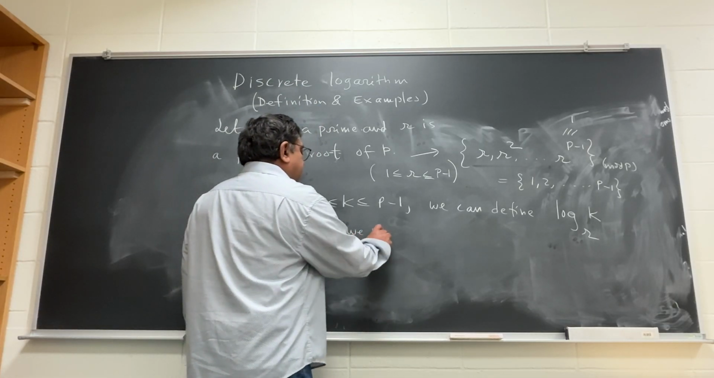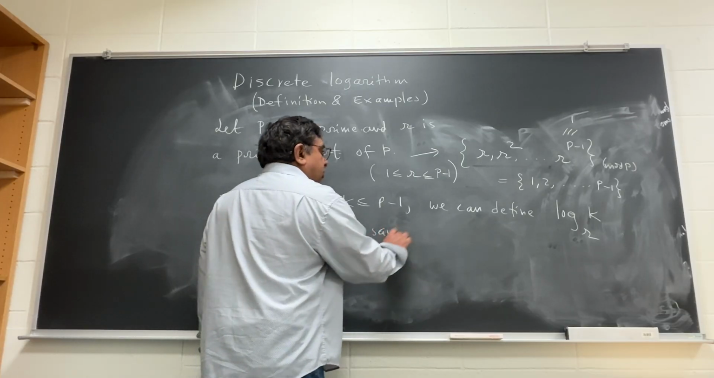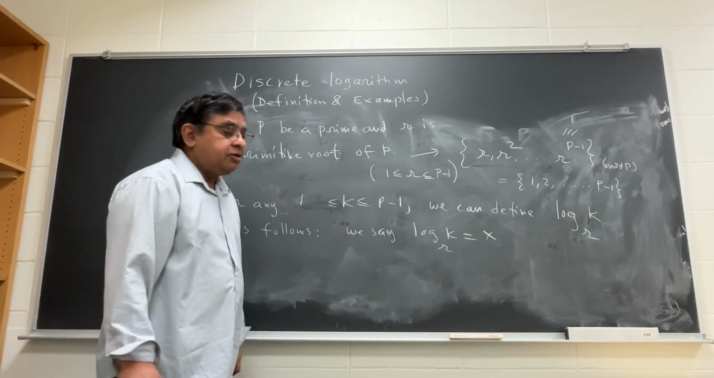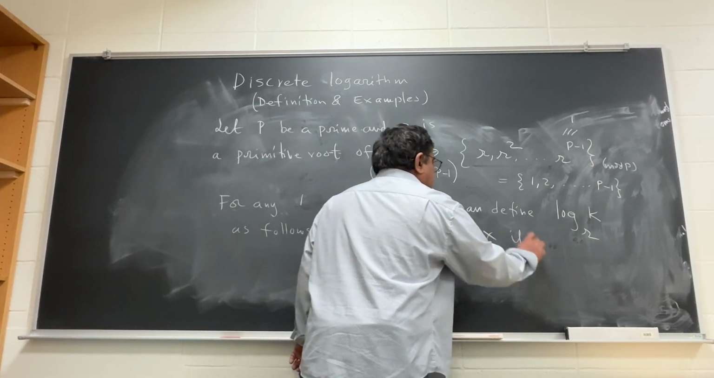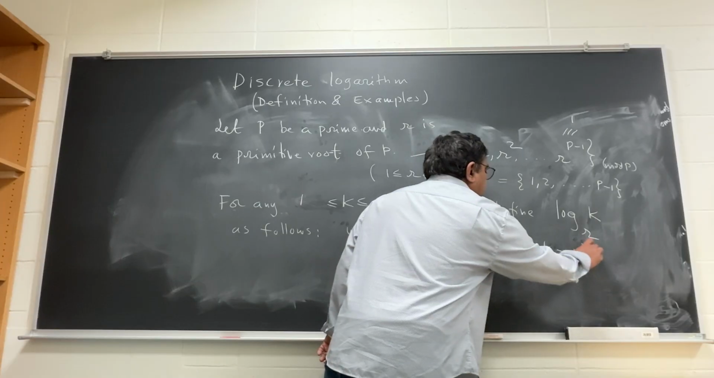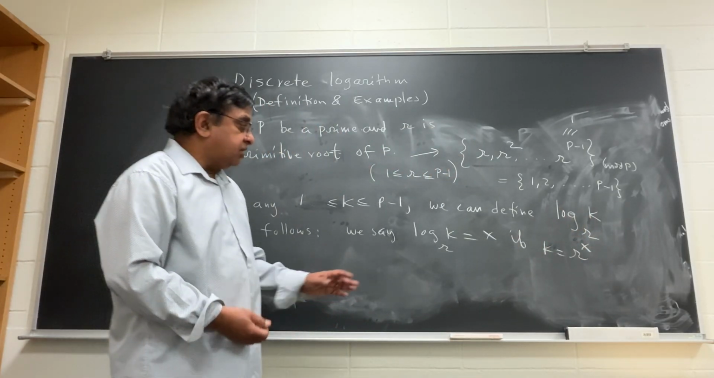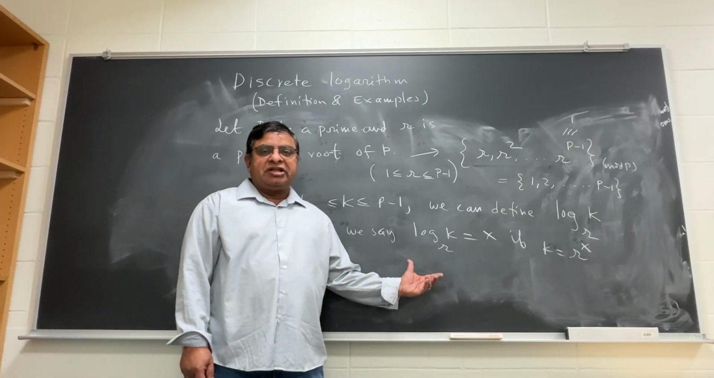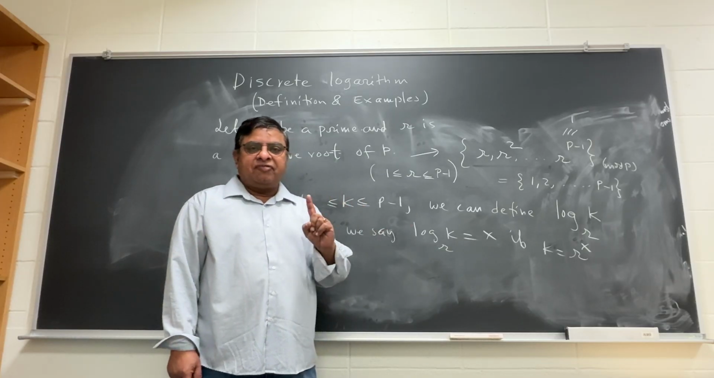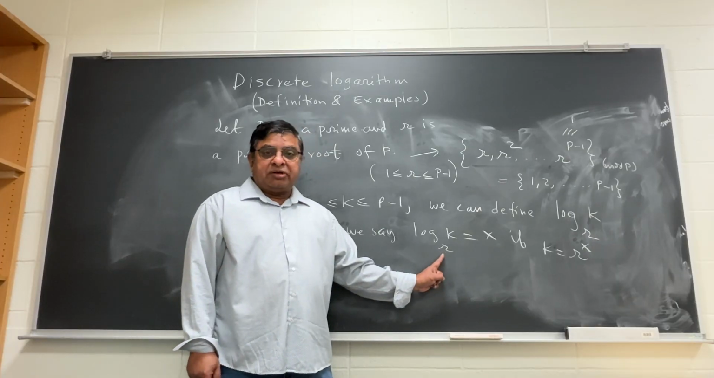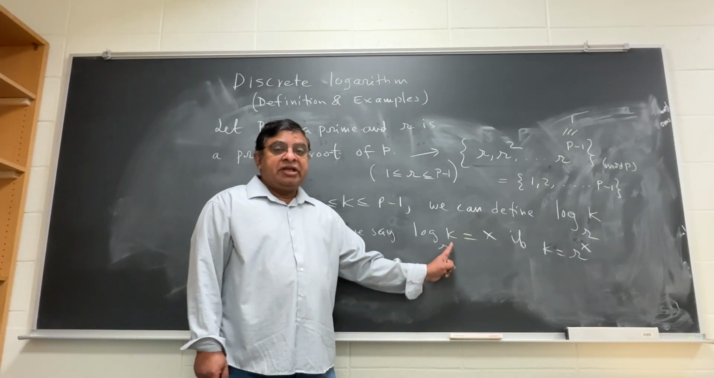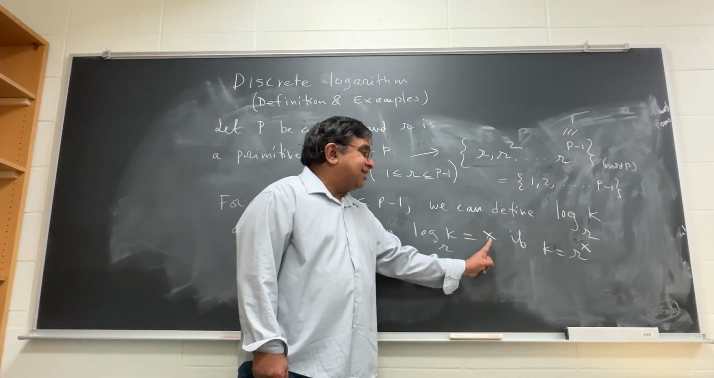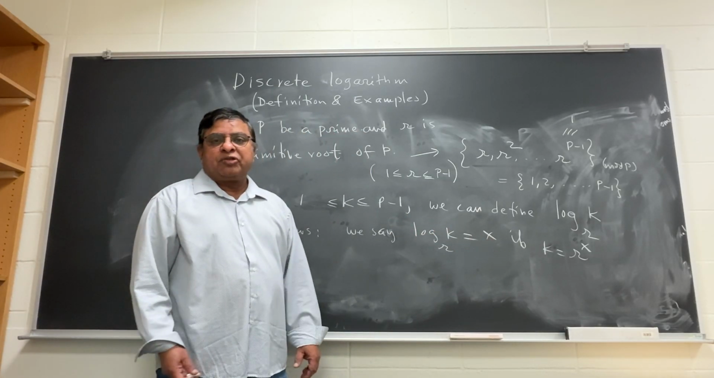We say log k to base R equals x if k equals R to the power of x. That's the definition. This is exactly the same as the definition you would see in Calc 1, but here the main difference is the base is a primitive root of a prime, k is a number between 1 and P minus 1, and this x will also be in between 1 and P minus 1.